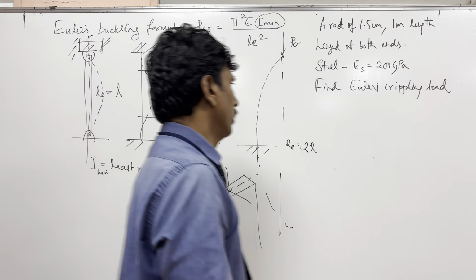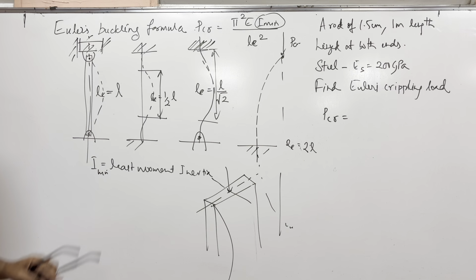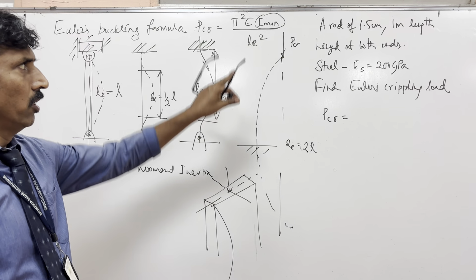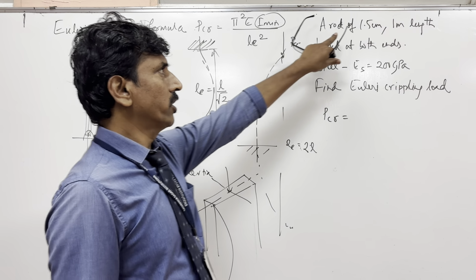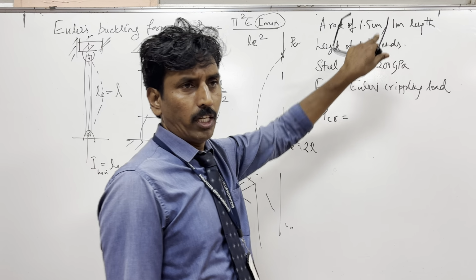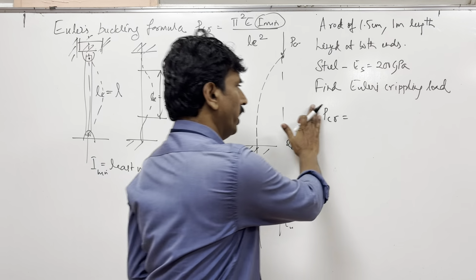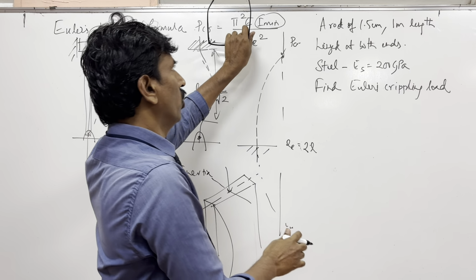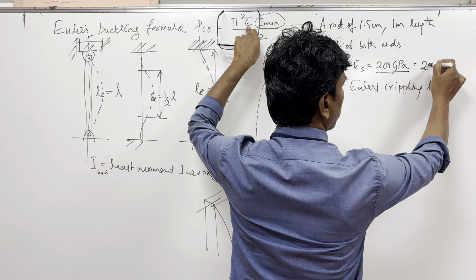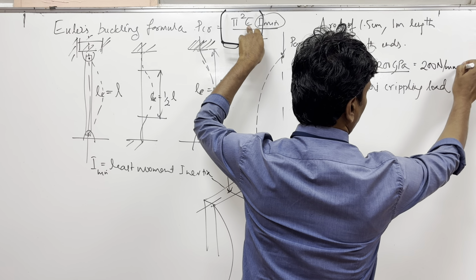Okay, now we will see this formula. PCR is equal to pi square EI by L square. Now, for this condition, a rod of 1.5 centimeter, 1.5 centimeter is 15 mm. So let us try to find each of these one by one. I know Young's modulus is already given. So 200 GPa is nothing but 200 Newton per mm square.